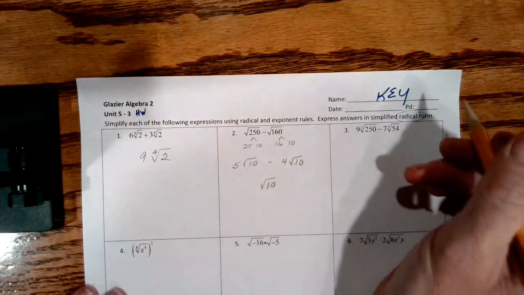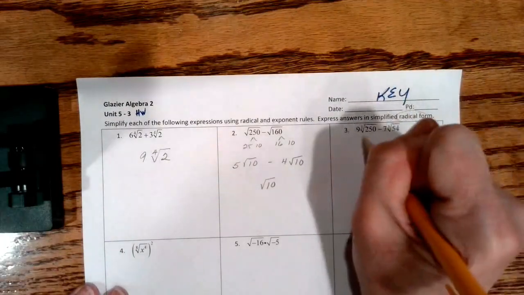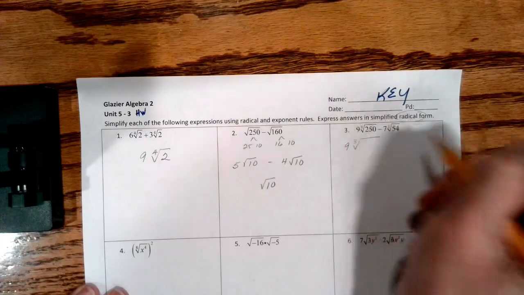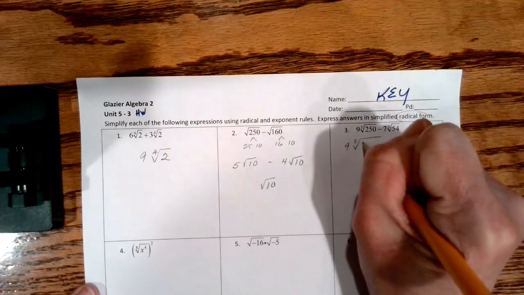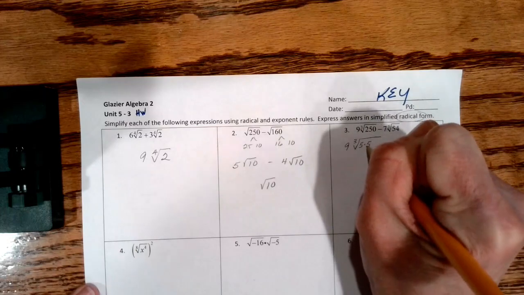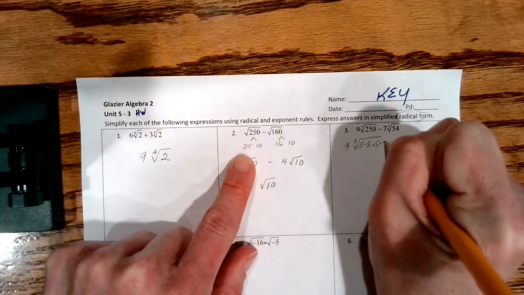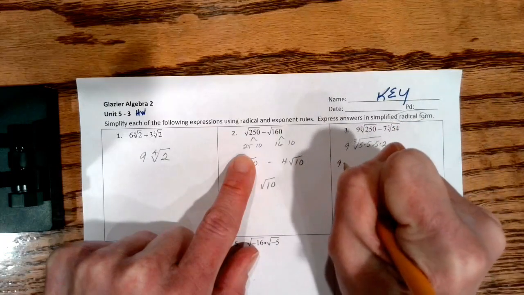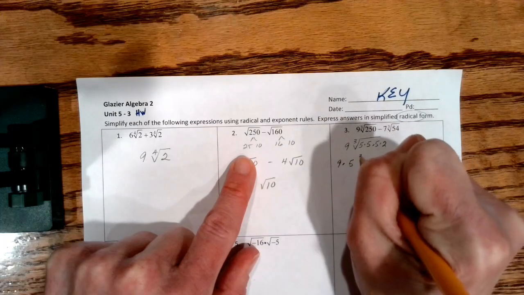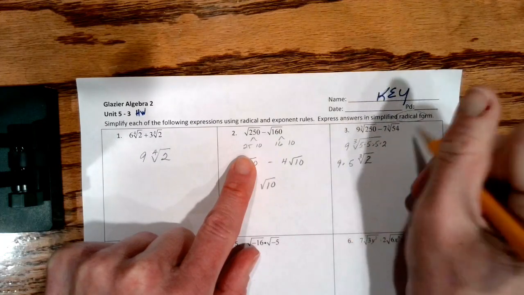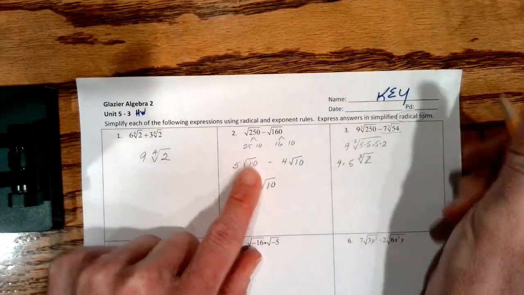All right, cube roots. When I look here, I've got 9 times the cube root. When I look at 250, I know that's 5 times 5. There's my 25. Times 5 times 2. So that's 9 times 5 times the cube root of 2. We can simplify this one.